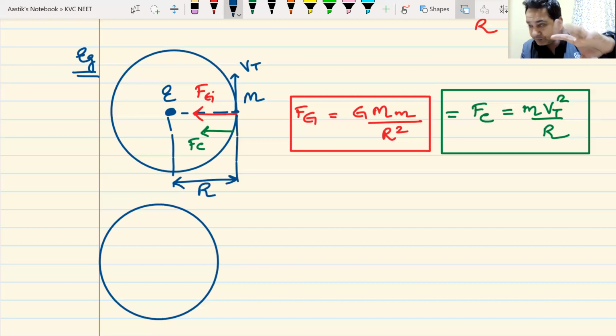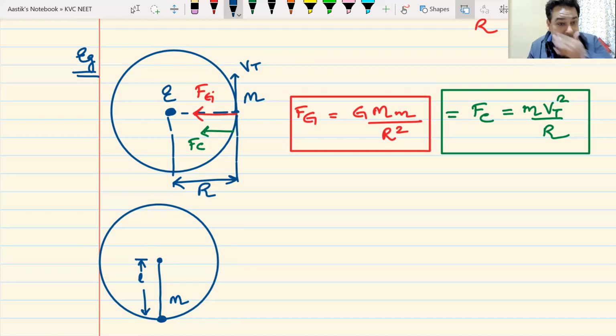Anyways, a string. This is a string of length L, and then we have a small mass M attached to this string, and we move it like this. So it moves like this. It has a tangential velocity Vt. It will have different velocities at different points, from the lowest point onwards. We will be seeing this in detail in the next classes.